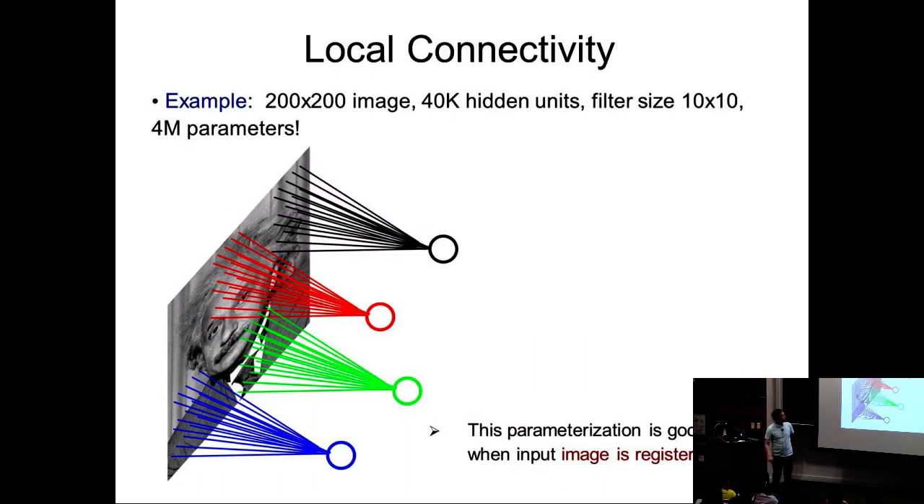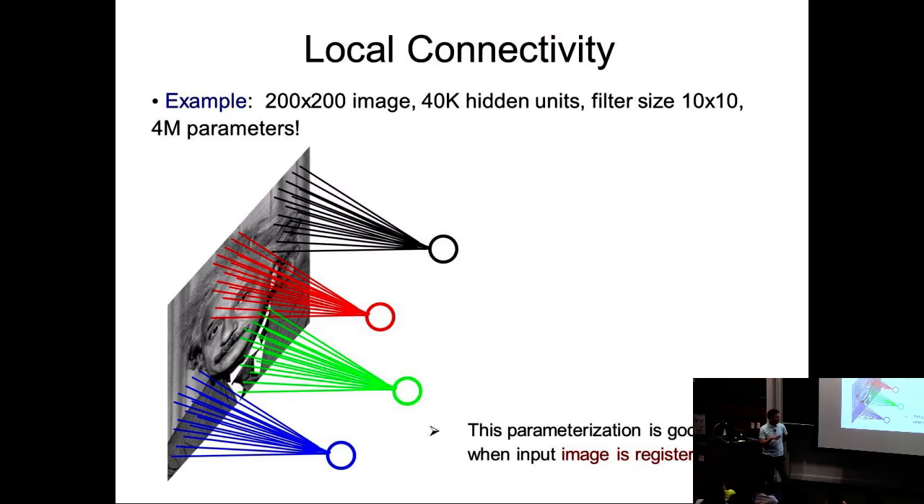And here is an example: if you have 40,000 units, but the filter size is 10 by 10, so they're only connected to 10 by 10 pixels at different locations, you'd only require 4 million parameters, right? So you go from 2 billion to 4 million parameters because of this local connectivity.